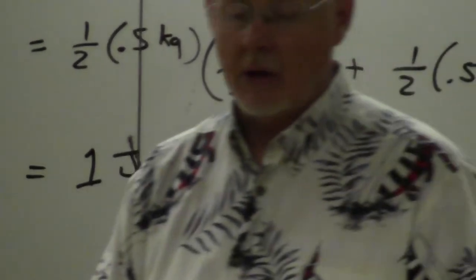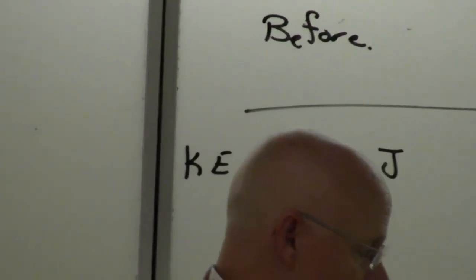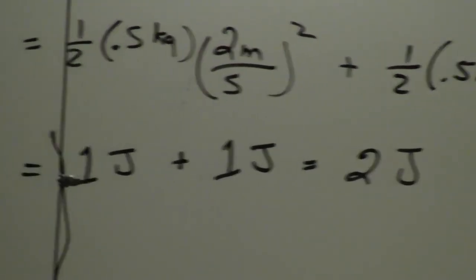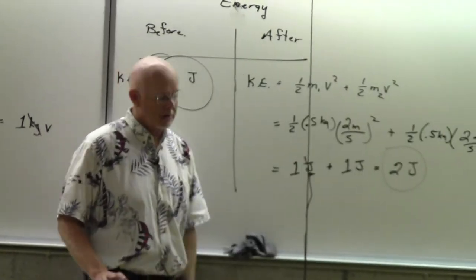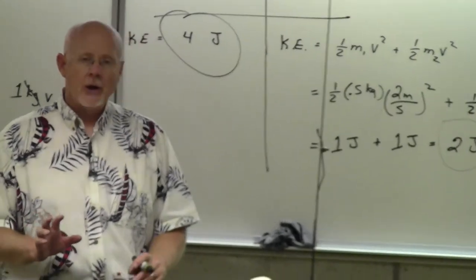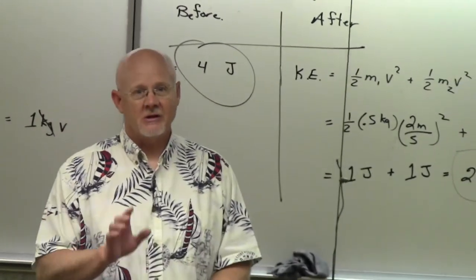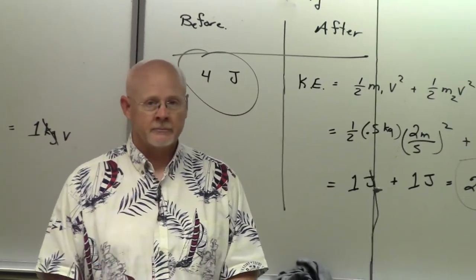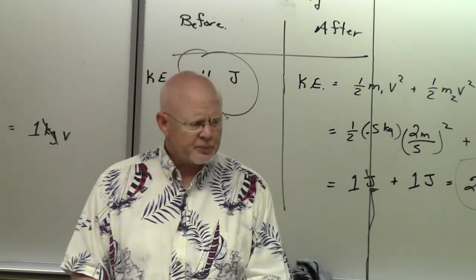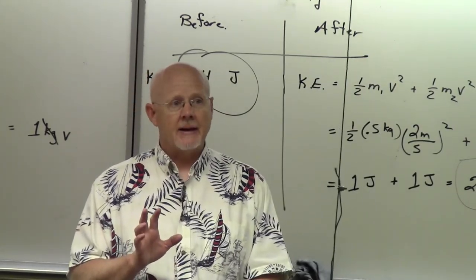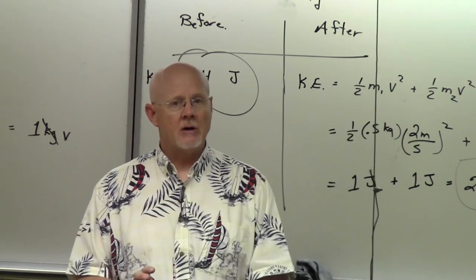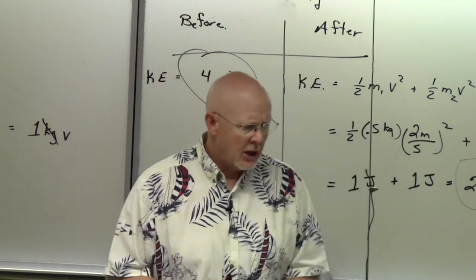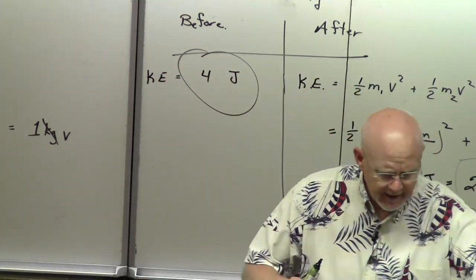Now, if this was all there was, we would probably stop and say, well, clearly, before the collision we had 4, and after, we only had 2. They're not equal. So I would say the kinetic energies aren't equal. That's true. But there's something else going on, something else that we're going to study in more detail in chapters 11, 12, and 13. But maybe a clue will come in here.